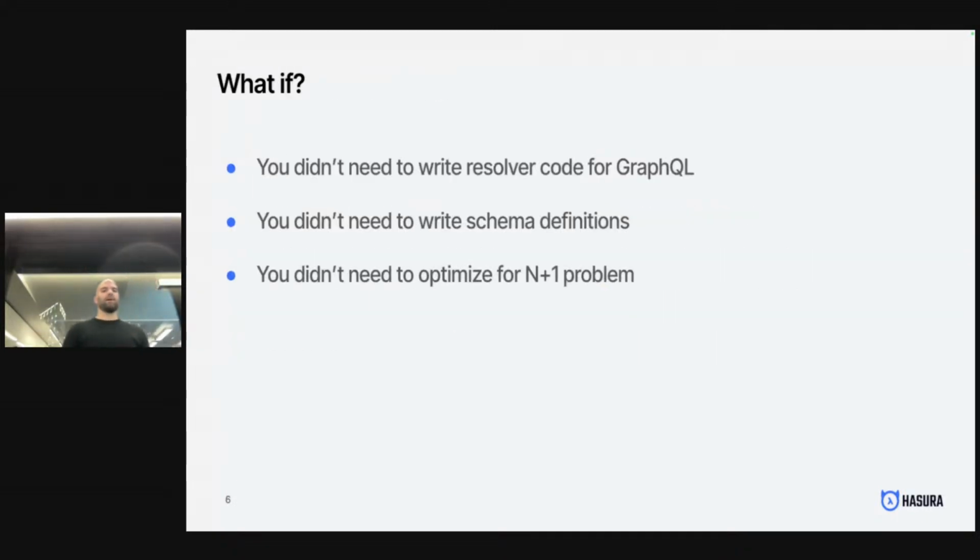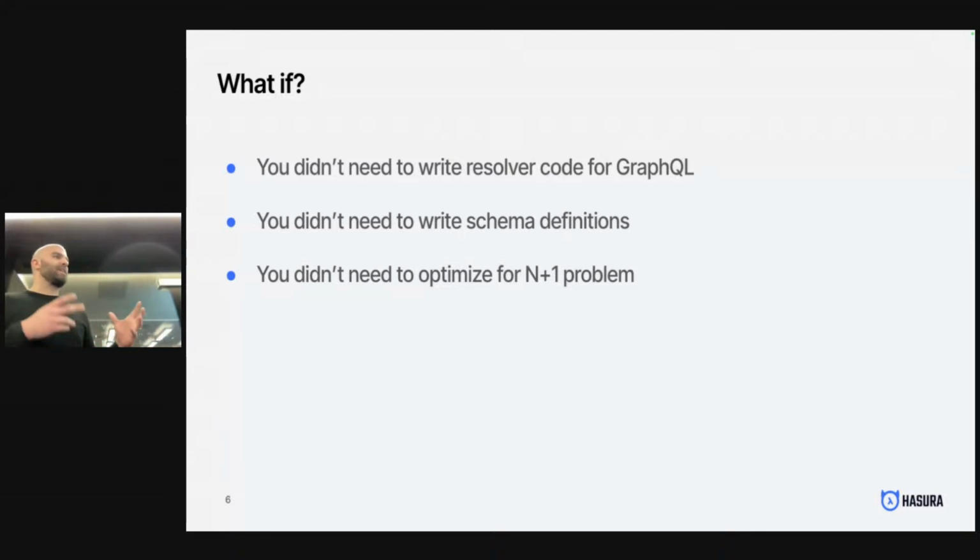So what if you did not need to write resolver code for GraphQL? What if I could just write a function and that was automatically generated for my GraphQL? What if I didn't have to write schema definitions? What if I could actually infer what a schema looked like based on TypeScript types? Like what if I could just say those types map really cleanly to a GraphQL type?